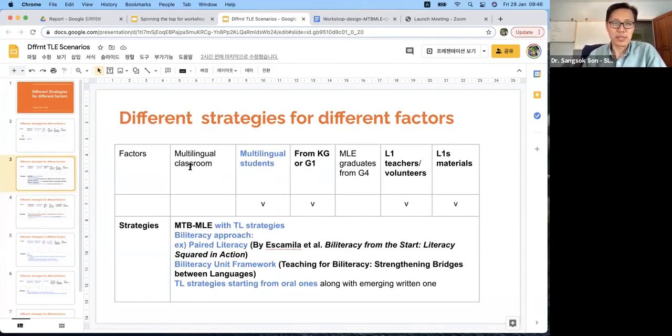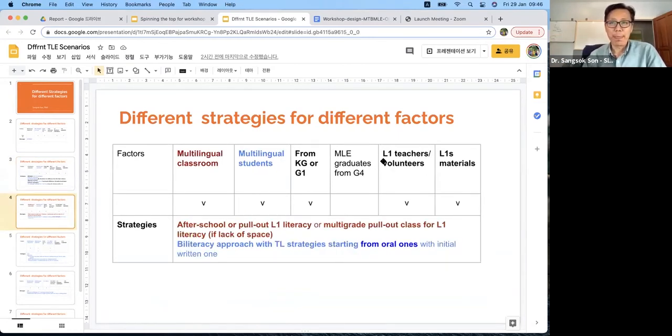For this case, this is not a multilingual classroom, so there is only one kind of student from the same language background, but they are bilingual. In this case, they have L1 teacher support and L1 material. Then there is a model called the paired literacy or biliteracy unit framework, developed by Dr. Camilla from the University of Colorado and others. This is from America. So you can have a look at this approach for this condition: more bilingual students, but with support from L1 teachers and L1 materials. At the same time, you can incorporate the Translanguaging Star aspect of practice.